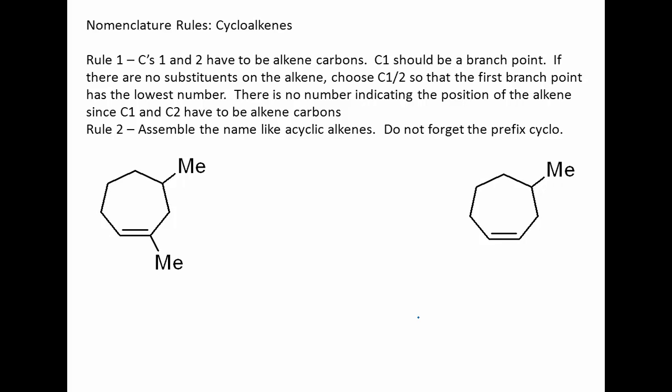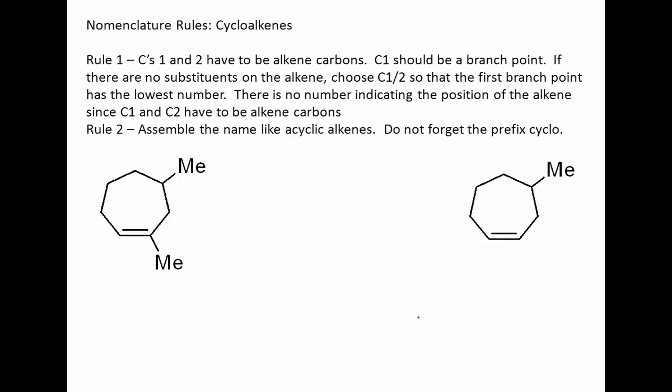If it's cyclic, here's how we change the rules a little bit. Carbons 1 and 2 have to be alkene carbons. Carbon 1 should be a branch point. If there are no substituents on the alkene, we're going to choose C1 and C2 so that the first branch point has the lowest number. There's no number indicating the position of the alkene since C1 and C2 have to be the alkene carbons. If there's more than one alkene, you'd have to have a number, but we'll cover that in the chapter on dienes, chapter 10, or molecules with 2 or more alkene groups in them.